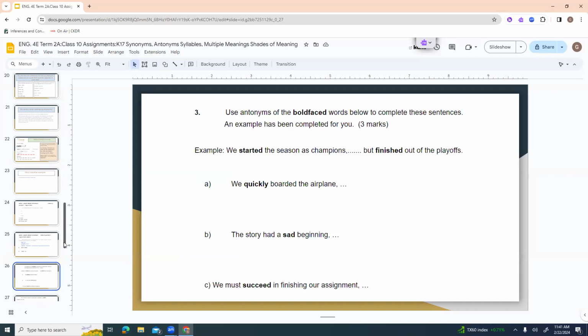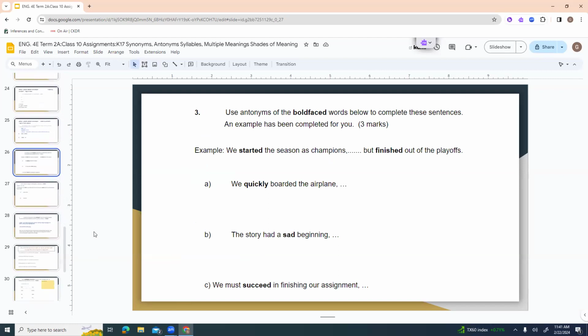Okay, question number 3. Use antonyms of the bold-faced words below to complete these sentences. And they completed one example for you. They gave you kind of the sentence beginning. We started the season as champions. And then they want you to find an antonym for the word started. So they chose the word finished and used that to complete the sentence. We started the season as champions, but finished out of the playoffs.